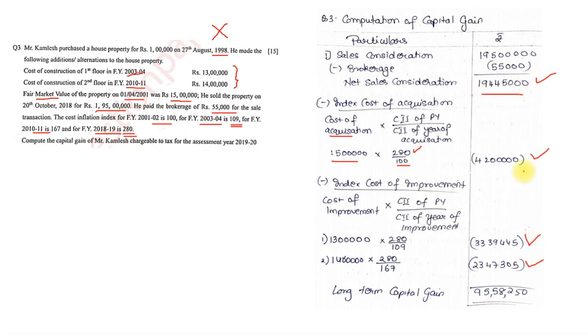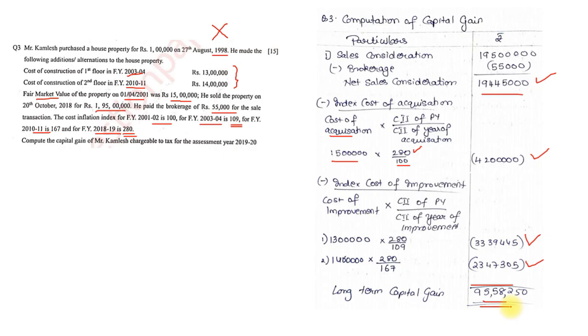Sale less index cost of acquisition less index cost of improvement gives you the final answer, long term capital gain, as 95 lakh 58,250. This is how you'll have to solve the sum based on computation of capital gain or long term capital gain.